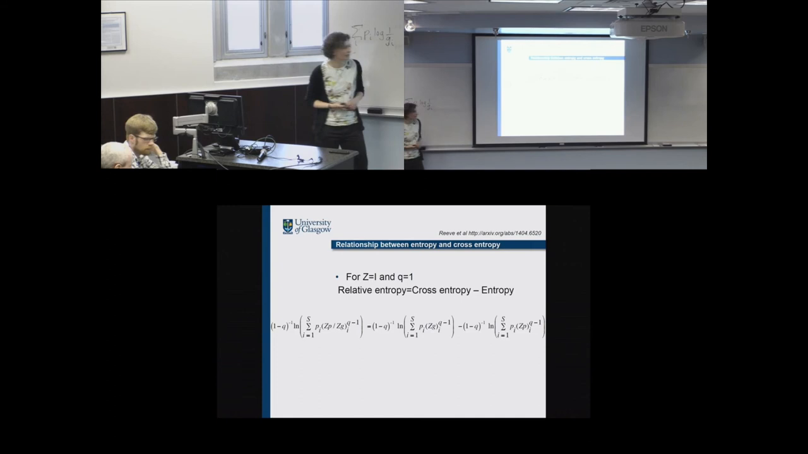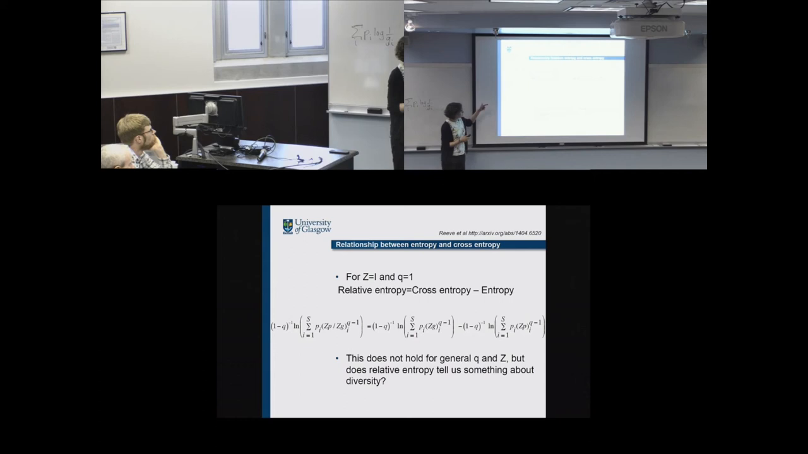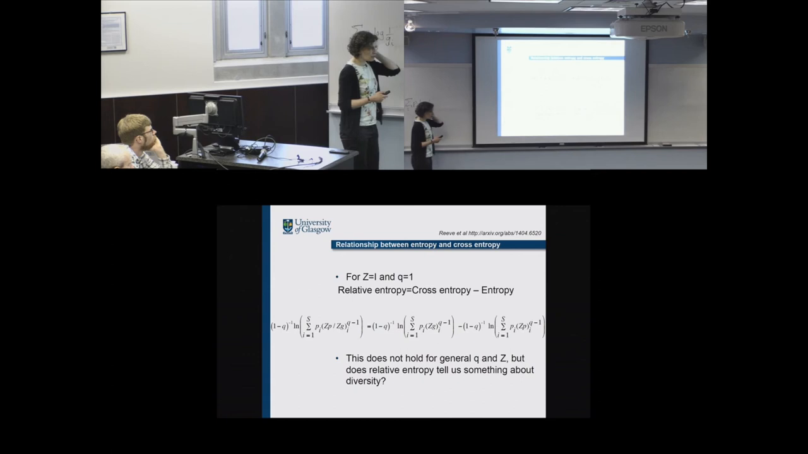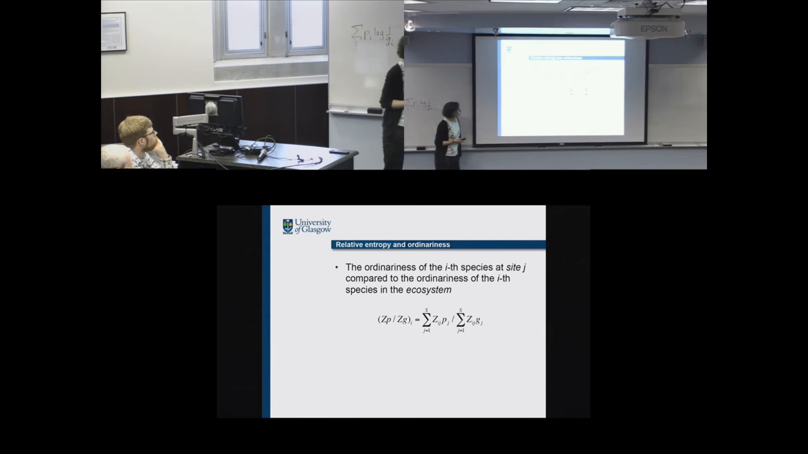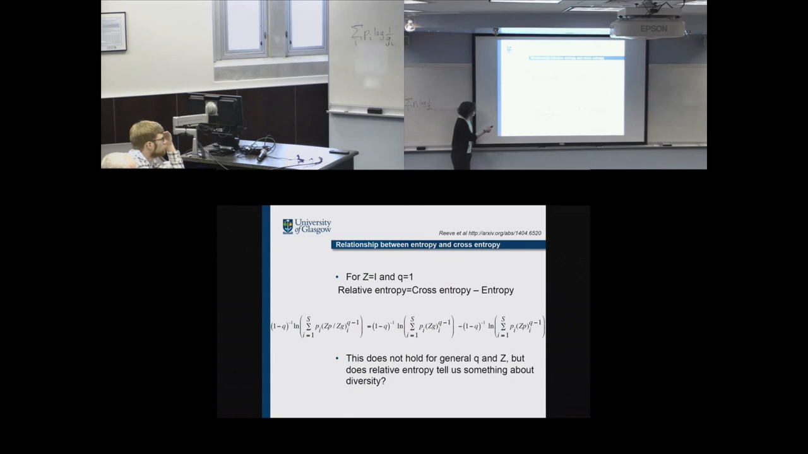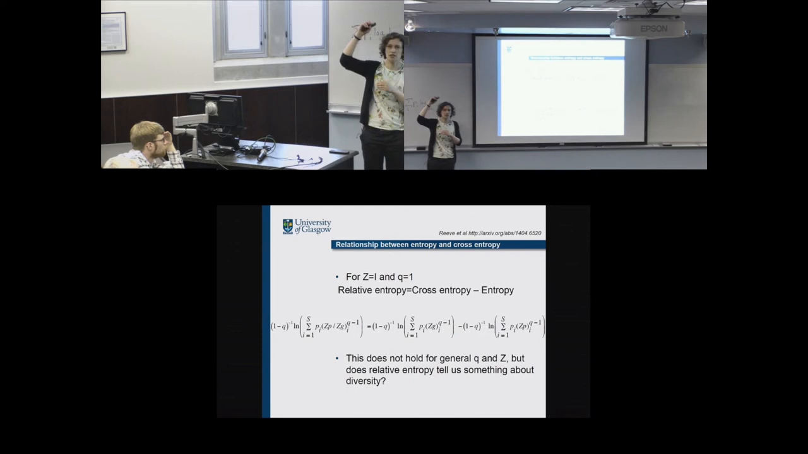Okay, although this form is not generally true, maybe relative entropy is going to tell us something useful. So let's take a look into relative entropy. If we start by looking at the formula for relative entropy, in the naive case when z equals I, then we've got this p over g that comes in. So this is just an element-wise division. Take the elements in the site probability distribution and divide it by the elements in the ecosystem or global probability distribution.